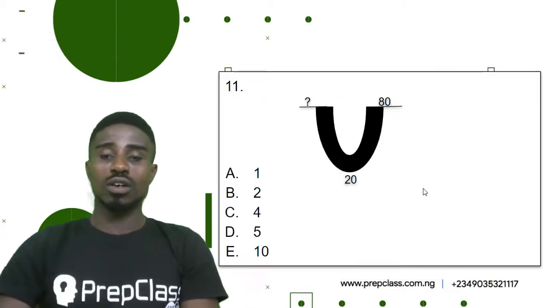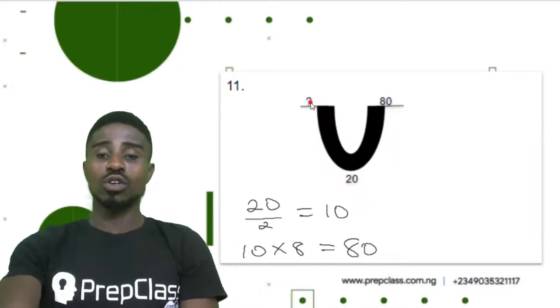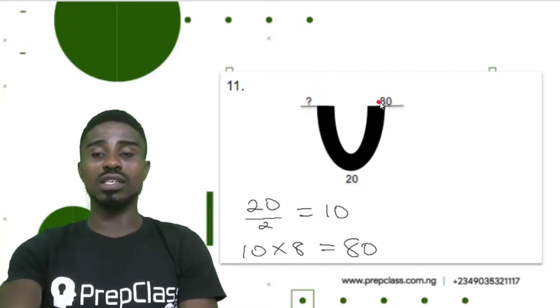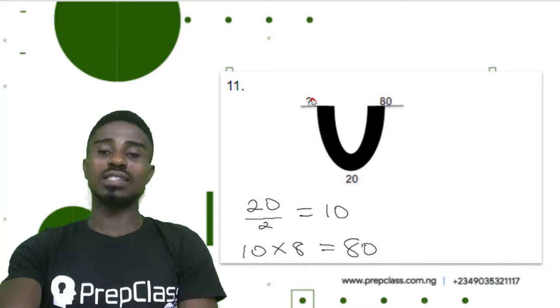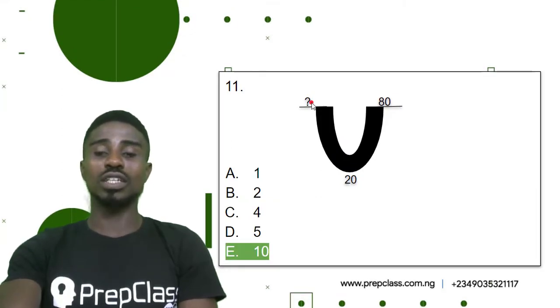Let's proceed. So we've been asked to find this, so let's see how to get it done. So we know this times 2 will give us 20. So it simply means 20 divided by 2 will give us what ought to be here. And 20 divided by 2 is 10. So if we say 10 is what ought to be here, 10 times 8 will it give us 80? Yes, it will. So our correct answer is 10. Let's check it out. Question 11, option E, 10 is our correct answer. Let's look at the next question.